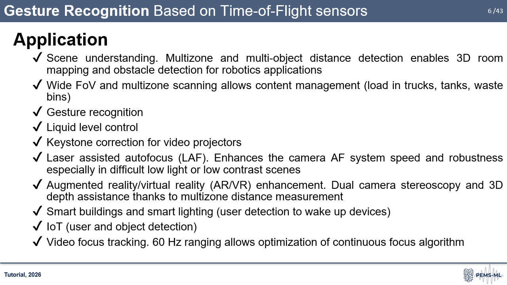The sensor also plays an important role in smart lighting systems and smart buildings by enabling user detection and adaptive control. Additional applications include liquid level measurement, laser-assisted camera autofocus, video projector keystone correction, and augmented and virtual reality systems. Although these applications appear diverse, they all rely on the same sensing principle: reliable depth information that enhances system intelligence.